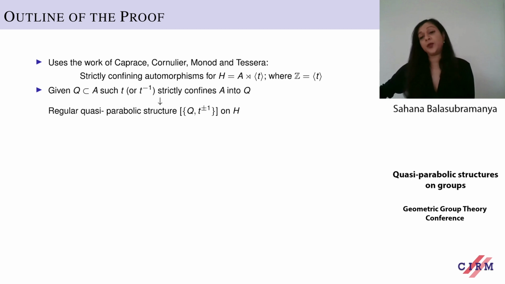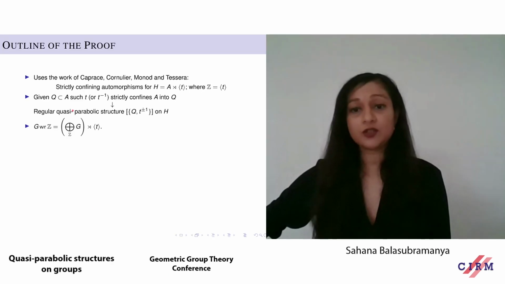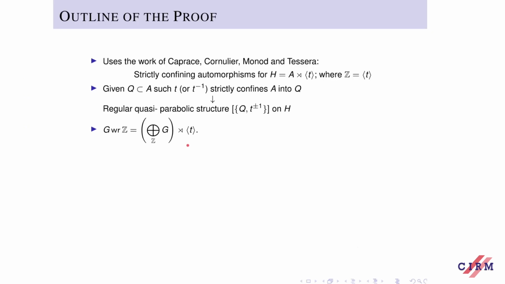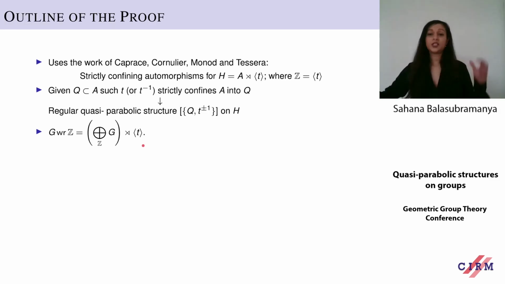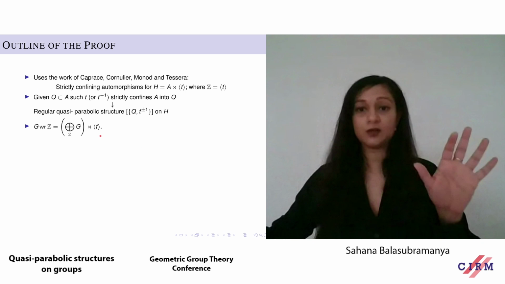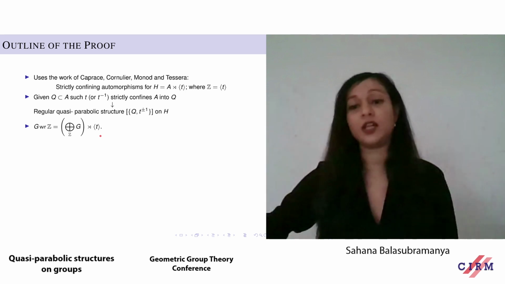And how does this apply to the group G wreath Z? Well, we can write our wreath product as a semi-direct product where the base group is the direct sum of Z many copies of G. And how does T act on it? Well, T will take this infinite tuple and shift every element one space to the right, and T inverse will take the same tuple and shift every element one space to the left.